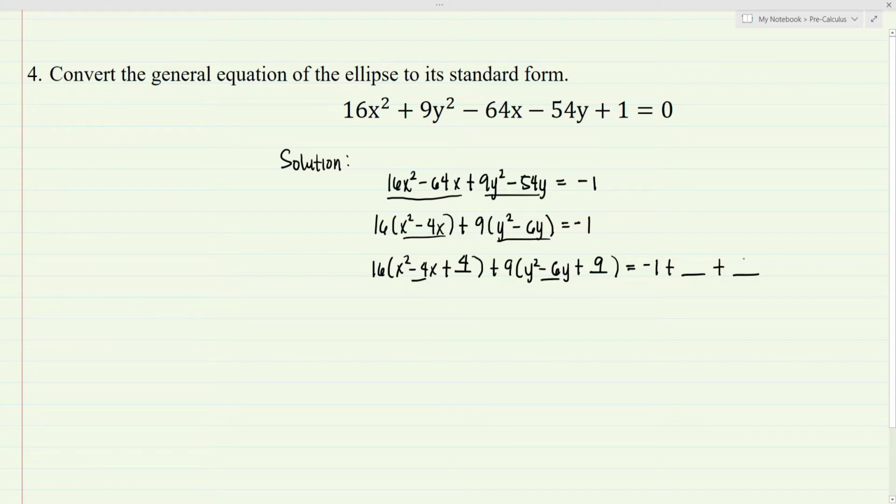So the constant terms we will add on the right side would be, the first one is the product of 16 and 4. So I'll have here 16 and 4, followed by the product of 9 and 9. Okay?